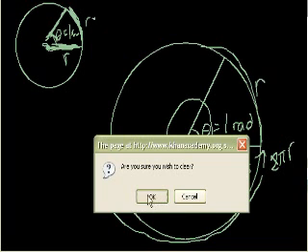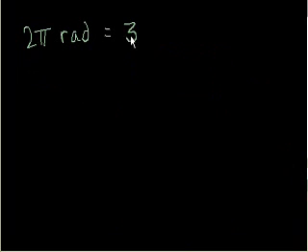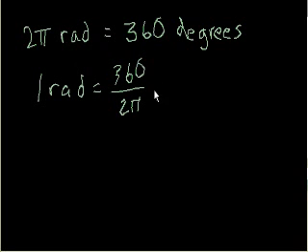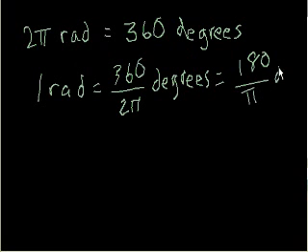Let me delete this. So we said in a circle there are 2 pi radians, right? And how many degrees are there in a circle? If we went around a whole circle, how many degrees? Well, that's equal to 360 degrees. So there, we have an equation that sets up a conversion between radians and degrees. So 1 radian is equal to 360 over 2 pi degrees, right? I just divided both sides by 2 pi, which equals 180 over pi degrees.